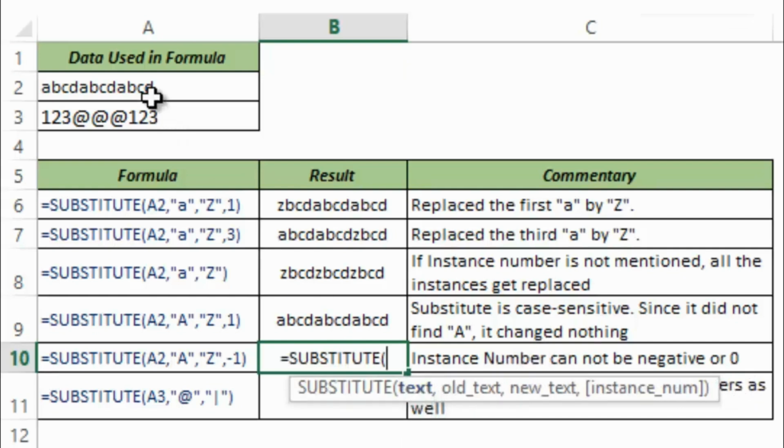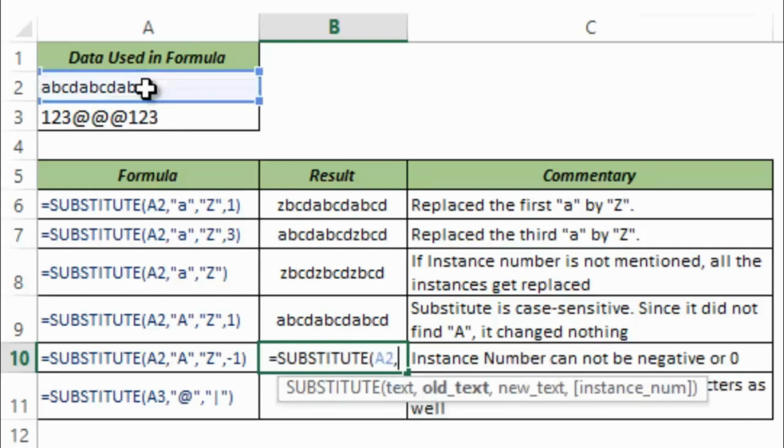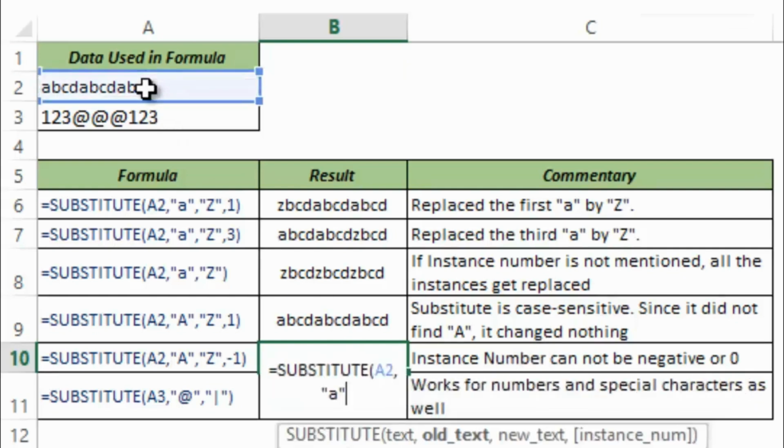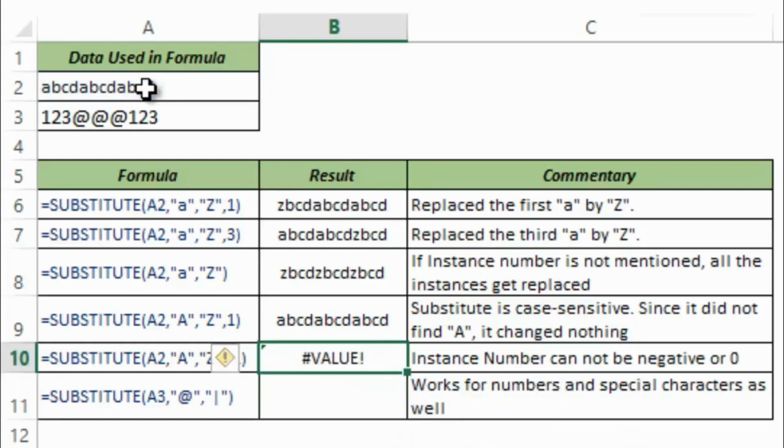So let's see how this works. I select A2, I say change small a with small z, and the instance number is -1. See what happens? It gives me a value error because instance number cannot be negative.